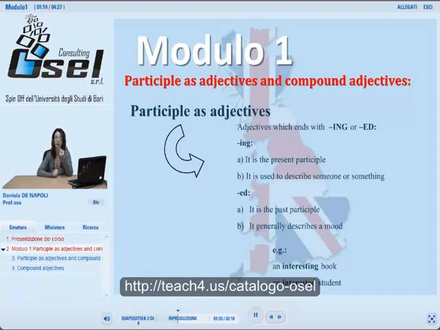When they end with -ing, we are in front of the present participle, or we are using this form to describe someone or something. When adjectives end with the form -ed, we are in front of the past participle, or we use this form to describe generally a mood.